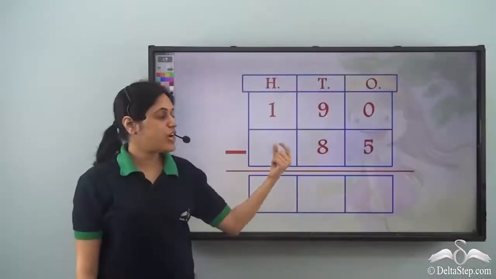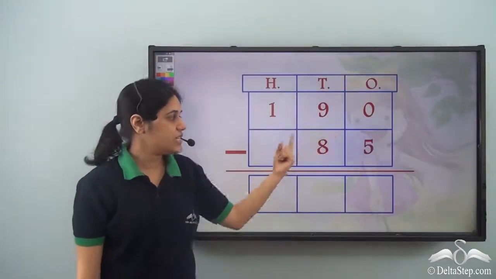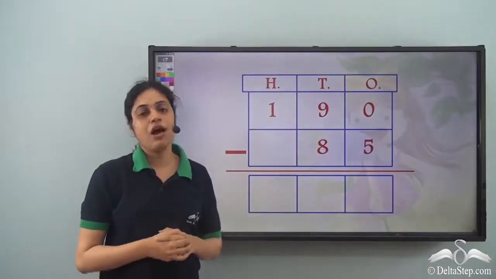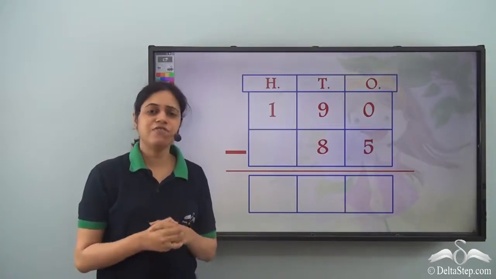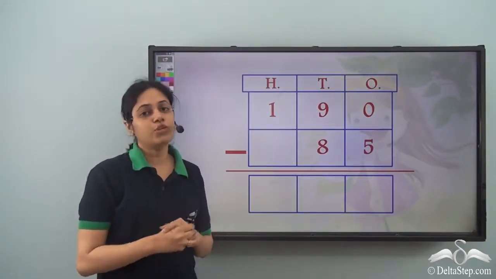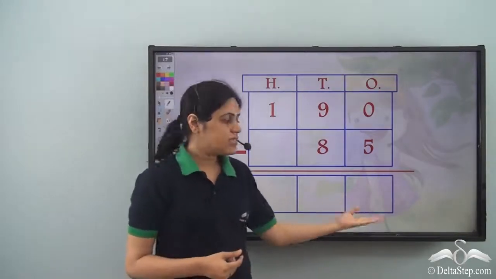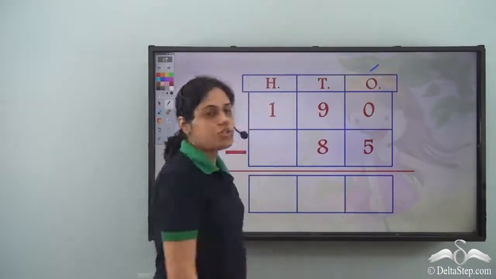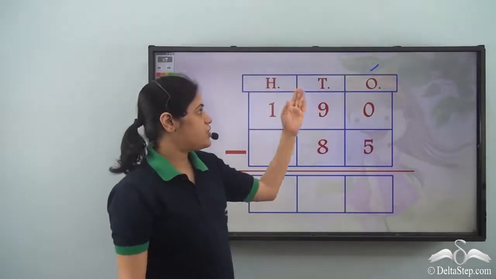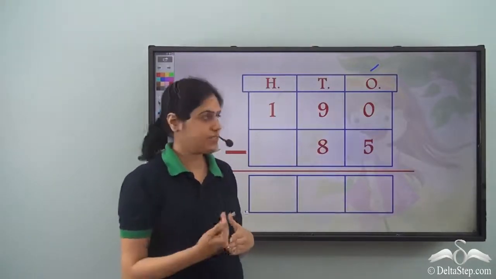We need to subtract 85 from 190, that is 190 minus 85. How do we do that? Well, this subtraction is very similar to the 2-digit subtraction. Let us see how. We start with the ones room. I have written HTO instead of hundreds, tens and ones.